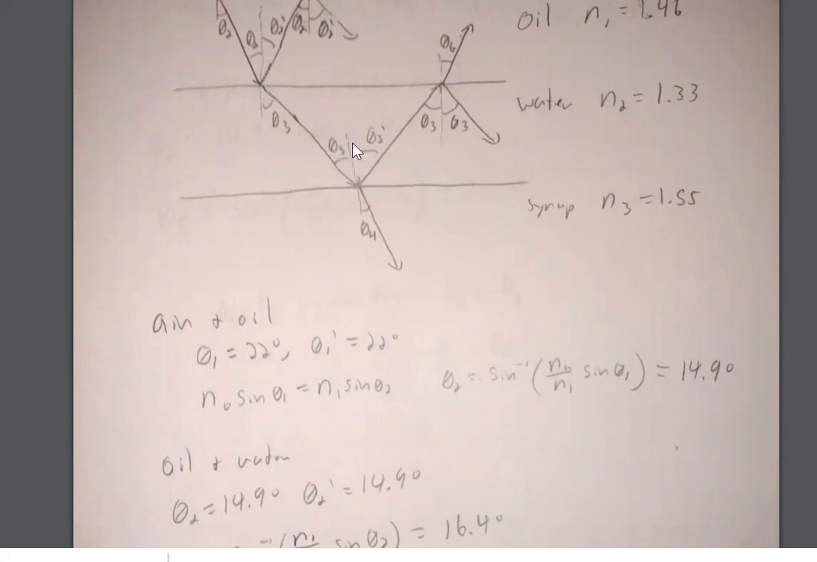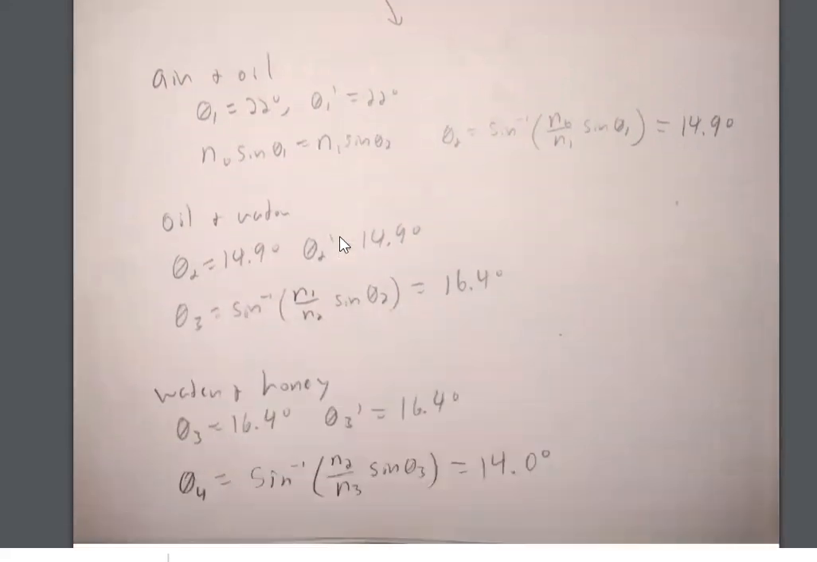So this angle has to be θ3, the same as this angle up here. So our angle of incidence is still this 16.4 degree angle. It gets reflected here, so this angle of reflection is also 16.4 degrees. Now to calculate θ4, the refracted angle, once again, we'll use Snell's law, and we'll find that it's 14 degrees.